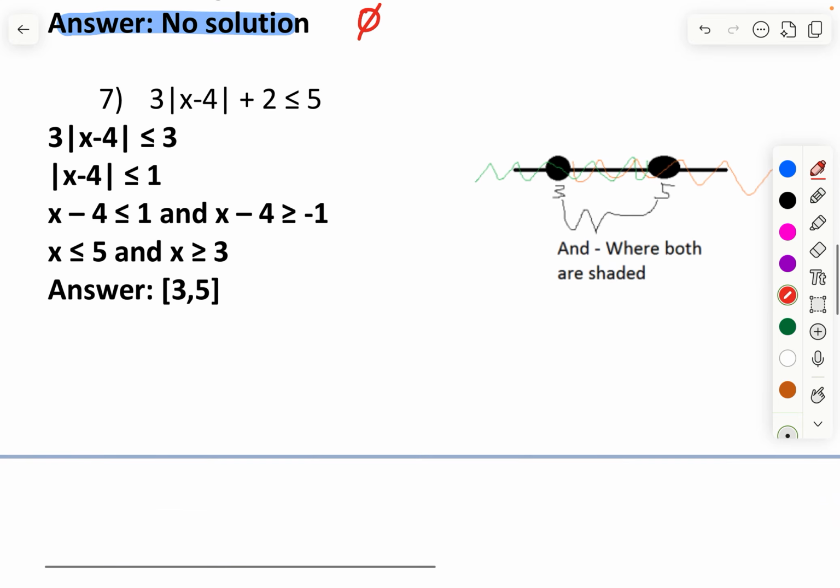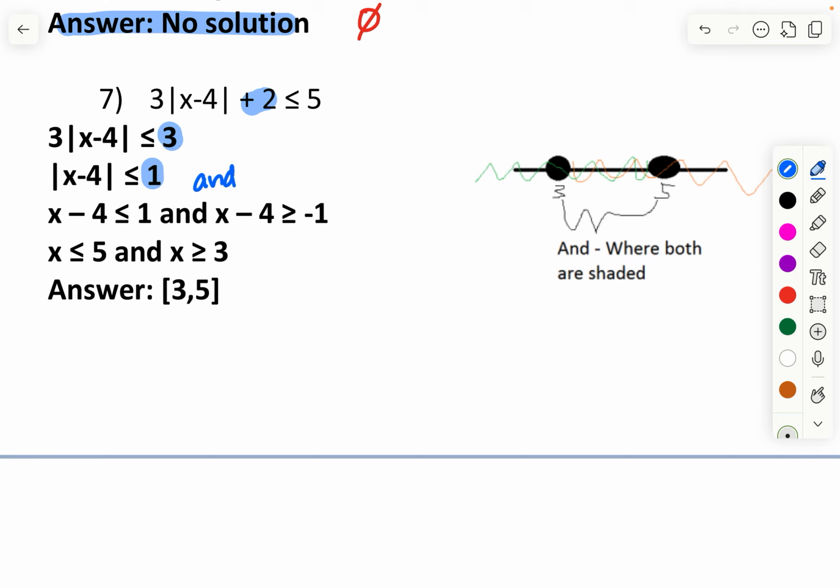All right, then number 7. We're going to start by subtracting 2 from both sides because of that plus 2. So 5 minus 2 gives me 3. Then we're going to divide both sides by 3. 3 divided by 3 is 1. Now remember, we are isolating the absolute value bars. So I have to get everything away from the absolute value bars. And then I see that less than sign. So when I see less than, I know this is going to be an and situation.